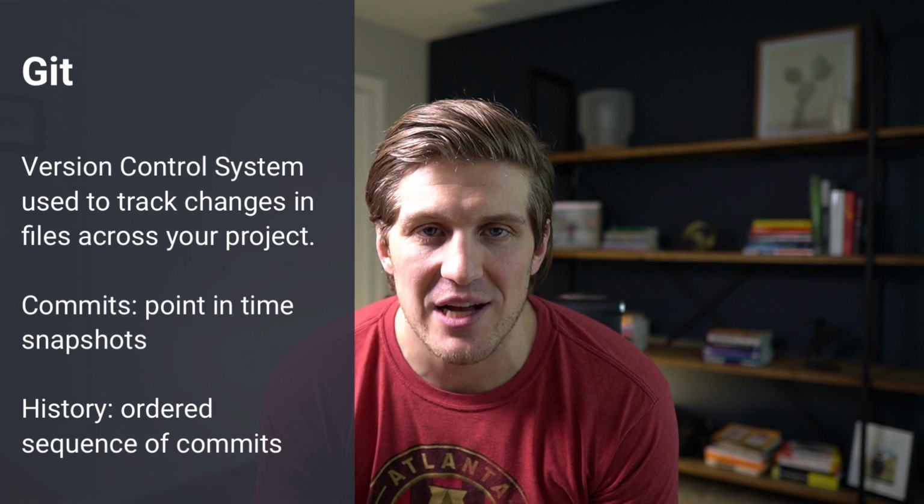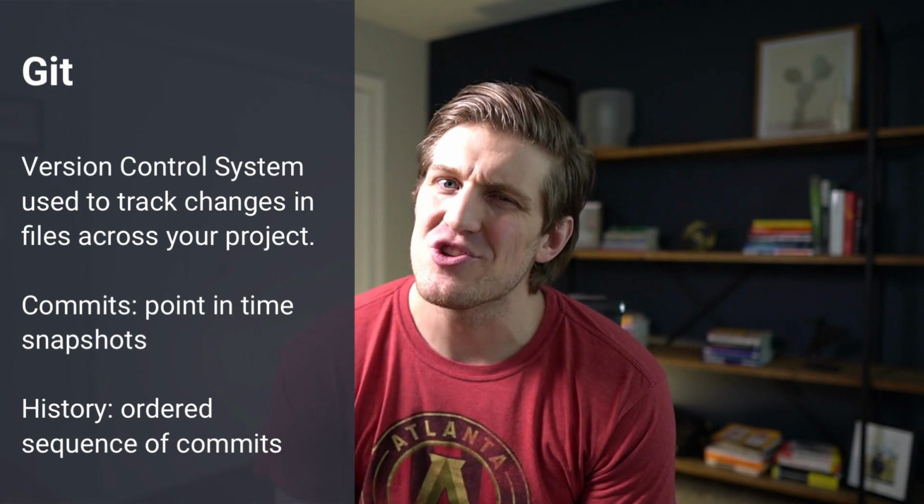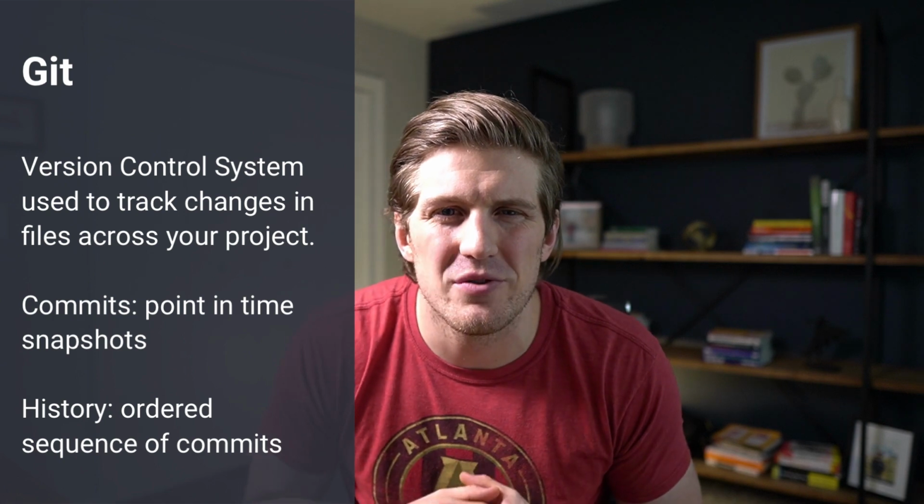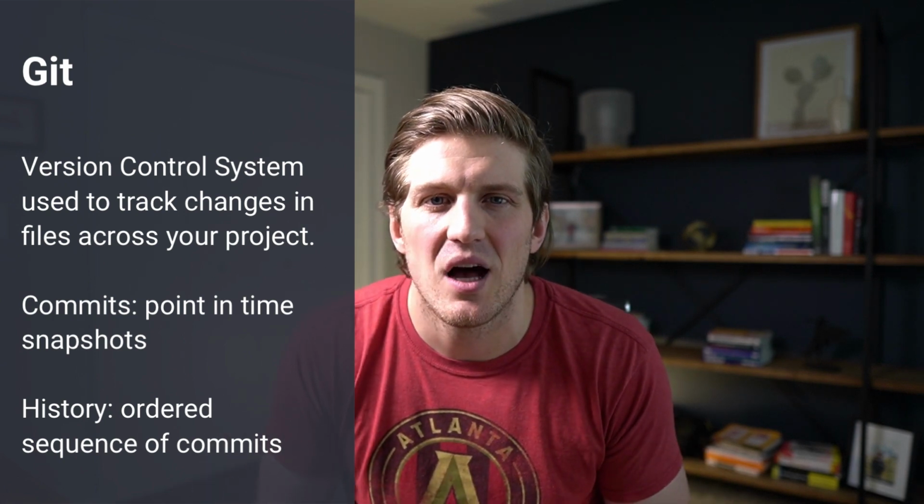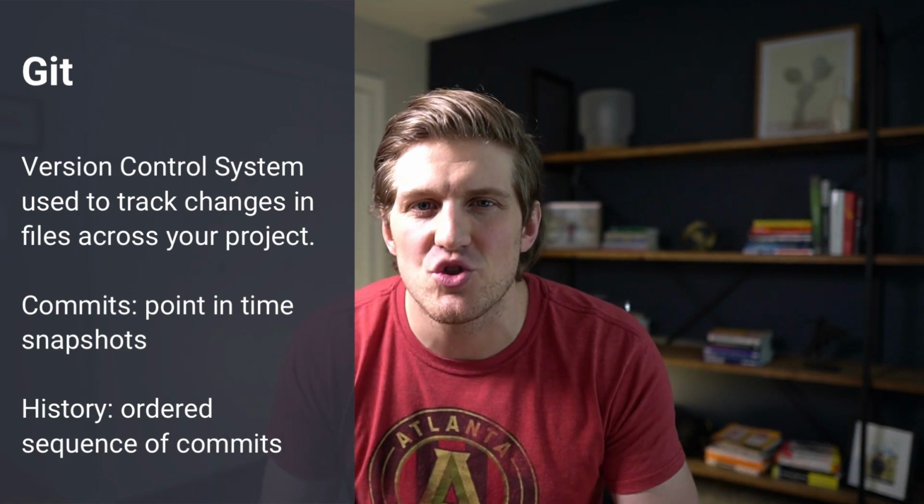What is Git? Git is a version control system, meaning it's a mechanism for tracking changes across your project. Git allows you to create point-in-time snapshots called commits. Commits chain together to form a project history. Think of Git as a sort of developer safety net, allowing you to revert back to any point in the stored history. A history is just a timeline of commits in the order with which they occurred.